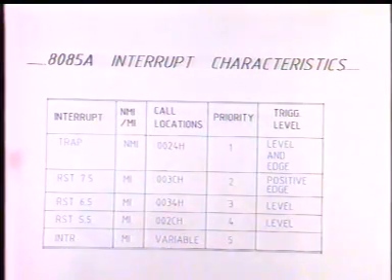So that means TRAP is level as well as edge sensitive. Similarly, RST 7.5 is positive edge sensitive, and RST 6.5 and 5.5 are level sensitive. That means if the input goes high, and if the interrupt is enabled, then RST 6.5 and 5.5 will be energized. TRAP is NMI, non-maskable interrupt, and RST 7.5 is a maskable interrupt, and all the others are maskable interrupts.